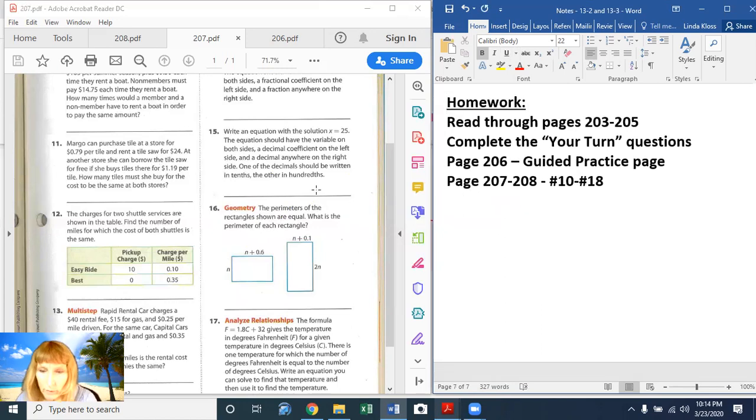Okay, so our homework then is to read through pages 203 to 205, complete the Your Turn questions that you see in those pages, and then complete the rest of the guided practice questions. We did some of them on this video. So page 206, the remaining questions, and then page 207 and 208, numbers 10 through number 18. We did number 14 and number 16 on the video. Be a good idea for you to rework those as well, though.